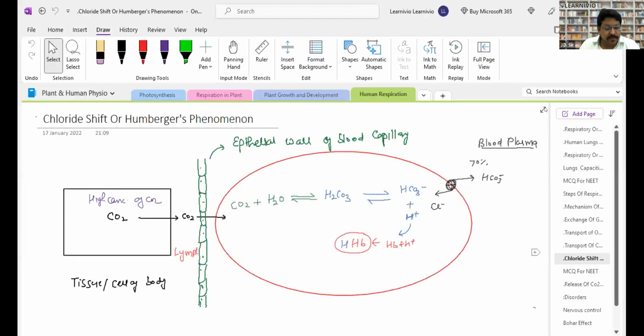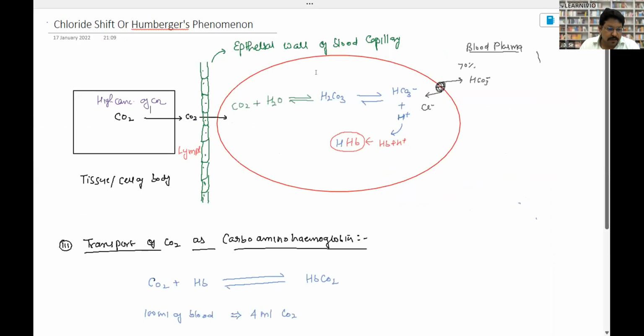Now, what is the chloride shift? This is very, very important. Very simple. The question I was asked in the NEET was, what is the hamburger effect? And students get confused. Actually, chloride shift is also known as the hamburger effect, because it was discovered by Hamburger, right?